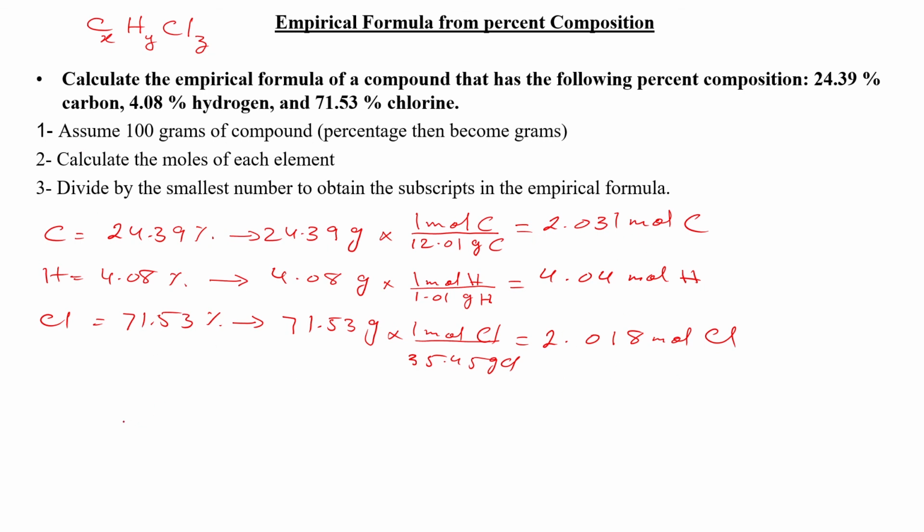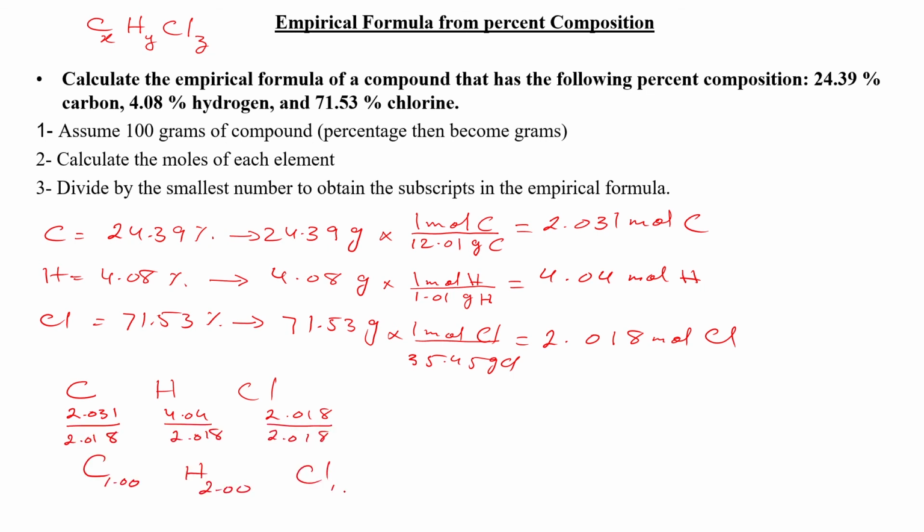And the next step is the same as we did for the empirical formula. We are going to write down elements like this and their number of moles. And then we will divide these number of moles by the smallest number of moles, which in this case is chlorine. Okay, so these are the numbers that we have after dividing, and you can see all these numbers are very close to whole numbers. So our empirical formula will actually be CH2Cl.